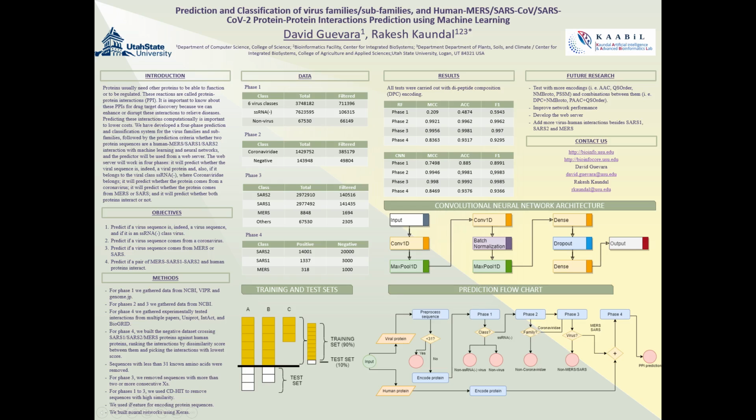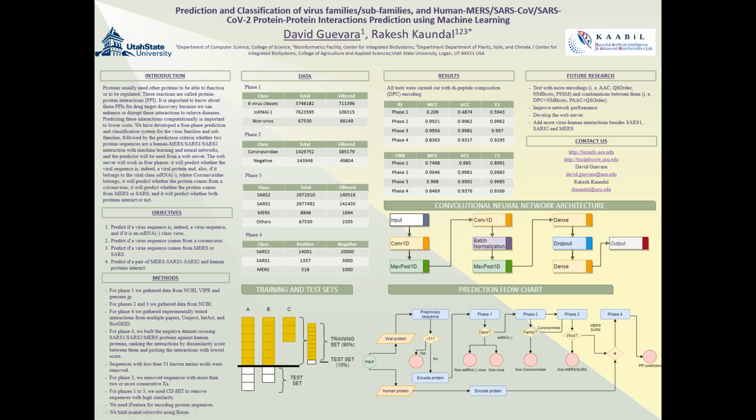The first phase identifies whether the viral protein is actually a viral protein or not, and if it is, it tries to predict if it belongs to the ssRNA negative class. The second phase identifies whether the virus is a coronavirus, or more specifically, if it belongs to the Coronaviridae family. The third phase identifies whether the protein belongs to a MERS or SARS virus. It is pretty difficult to distinguish between SARS-1 and SARS-2, so we decided to group both in one class after multiple tries. Finally, the fourth phase predicts if there is an interaction between both proteins.